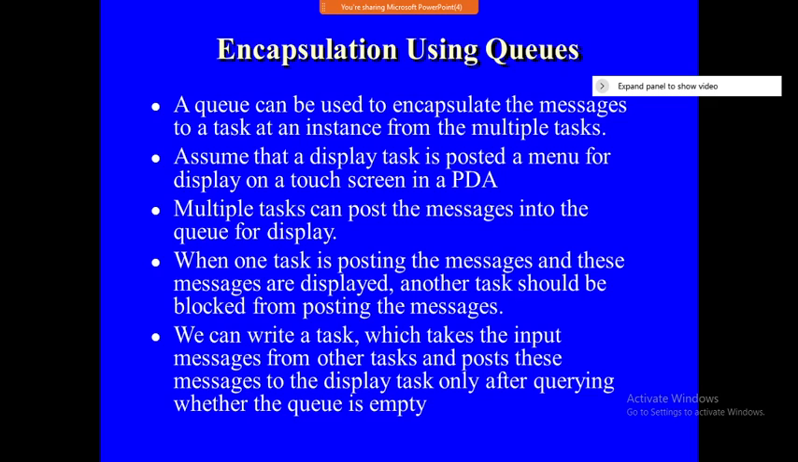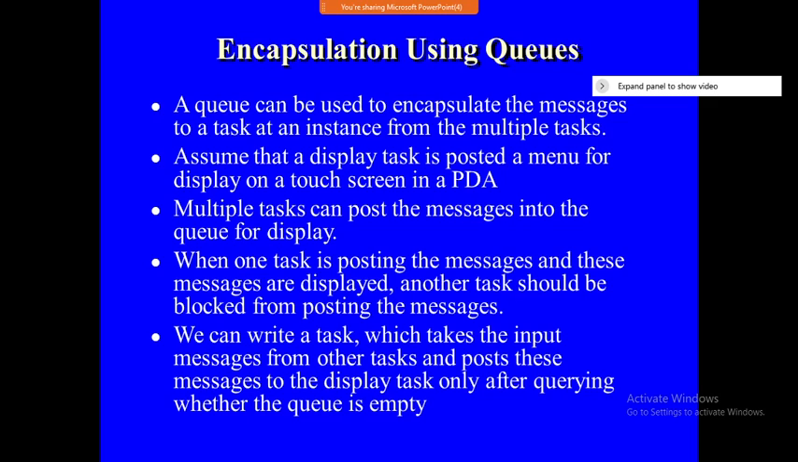Encapsulation using queues. A queue can also be used to encapsulate the messages to a task at an instance from multiple tasks. Assume that a display task is posted a menu for displaying on a touch screen in a PDA. PDA means personal digital assistant. Multiple tasks can post the messages into the queue for display. When one task is posting the messages and these messages are displayed, another task should be blocked from posting the messages. This is how we have to encapsulate.